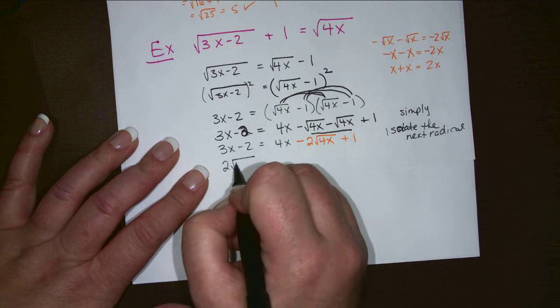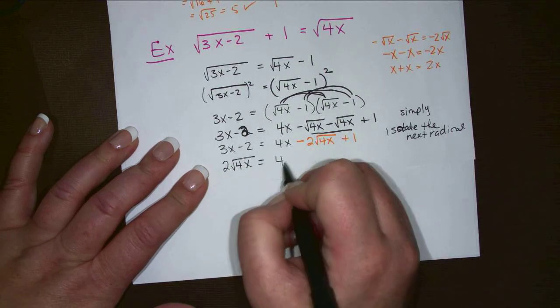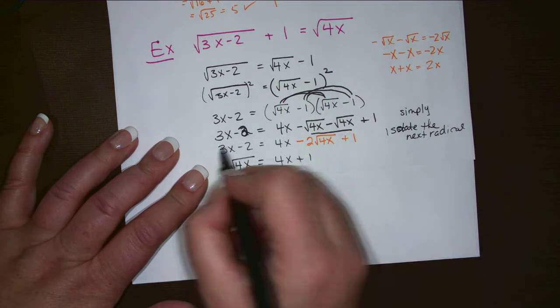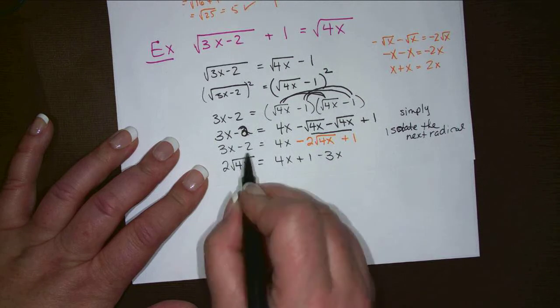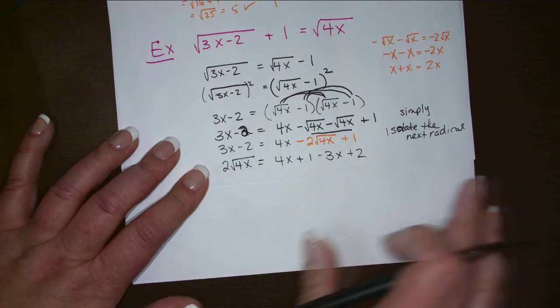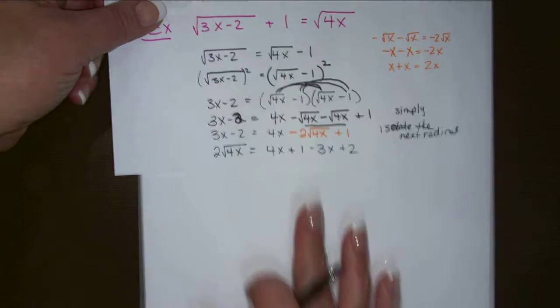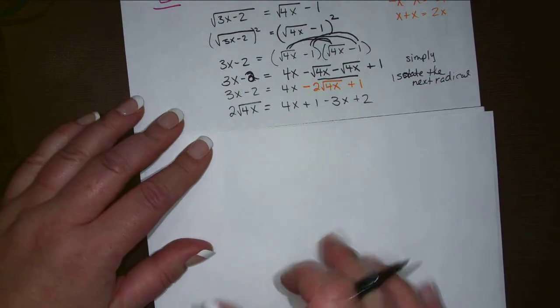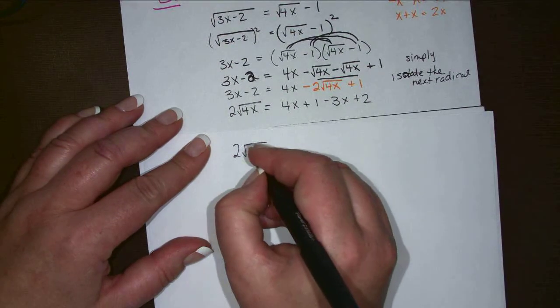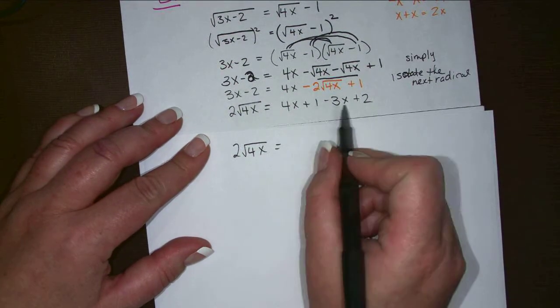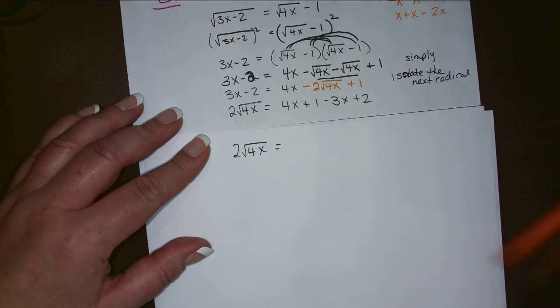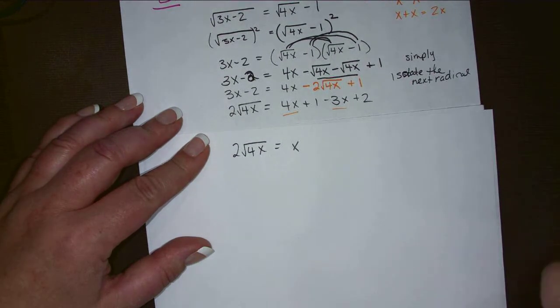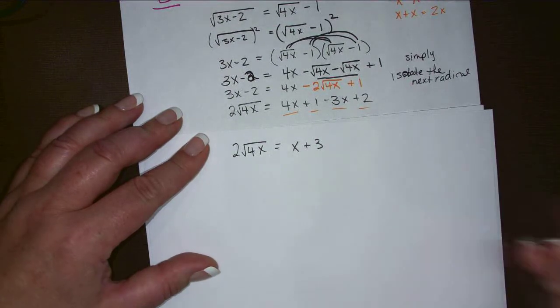We've got a 4x plus 1 on the right. We're going to bring the 3x over, becomes a negative. A minus 2 over becomes a positive. Now we have to go to the new page. 2 root 4x equals, how many x's? Just one. 4x minus 3x. And numbers? Plus 3. Now we've isolated the radical. Square both sides.